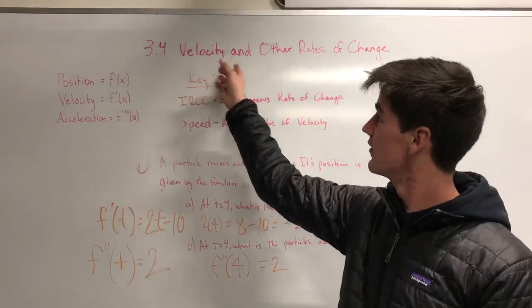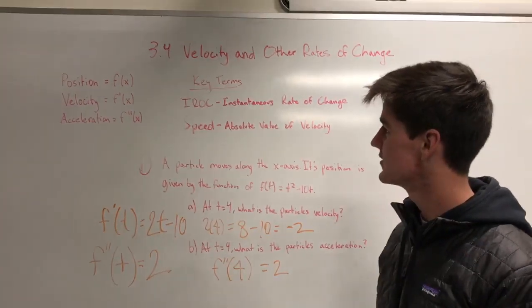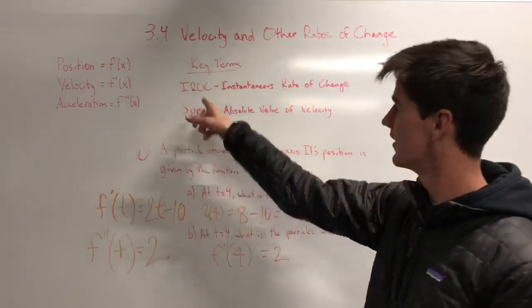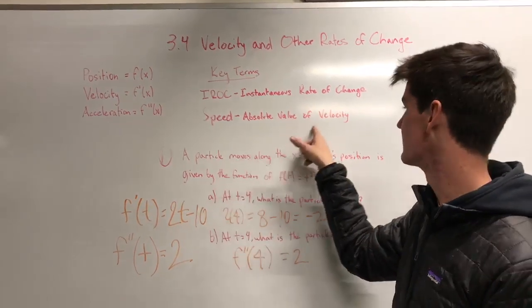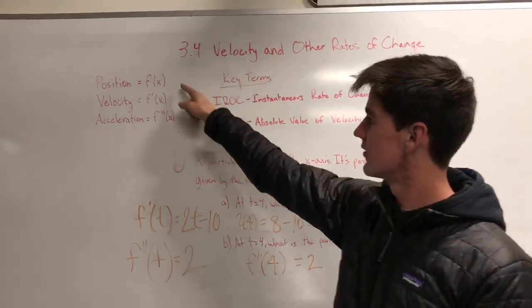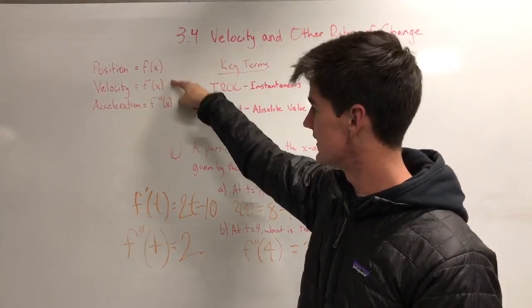So our topic is 2.4, velocity and other rates of change. Some of the key terms for this topic are IROC, which is the instantaneous rate of change, and speed, which is the absolute value of velocity. And in order to find this, we can use these equations.